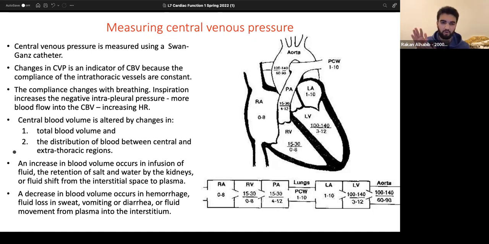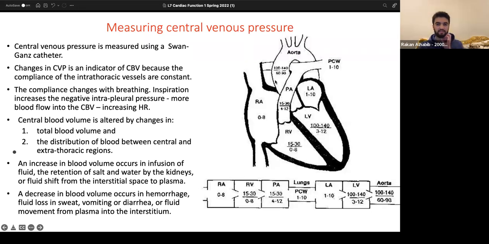To be honest, I don't know why you need to ask him about this. I cannot answer this. But based on what I know from last year, the central venous pressure itself does not change, but the extrathoracic does change. Extrathoracic will move blood into the central venous pool to keep the central venous volume the same. But I don't know why he says that it changes with negative intrapleural pressure.